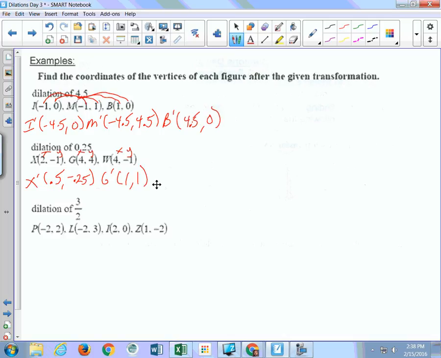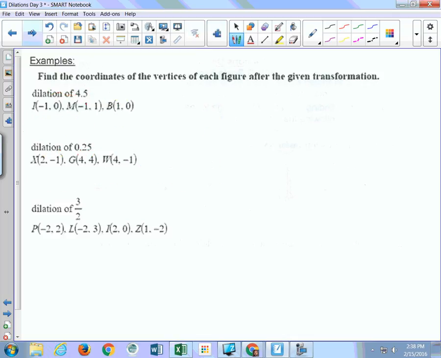And then W prime, 0.25 times 4 is 1 again. And times negative 1 is negative 0.25. Okay, we're going to skip that last one. It's just a little redundant. Go to the next one.